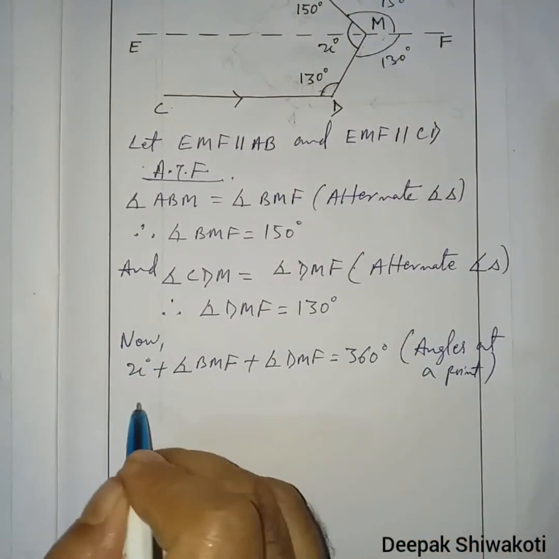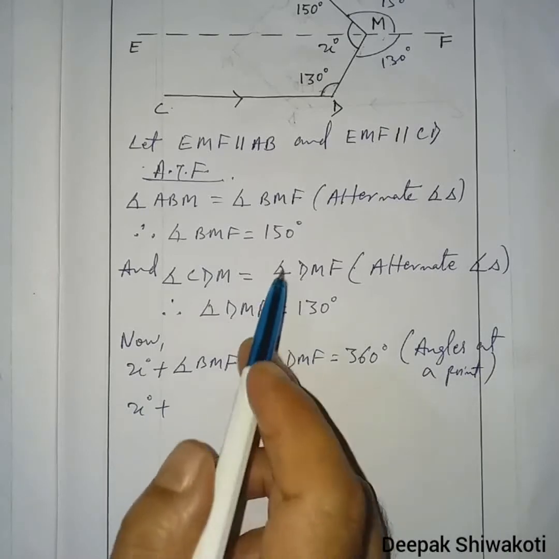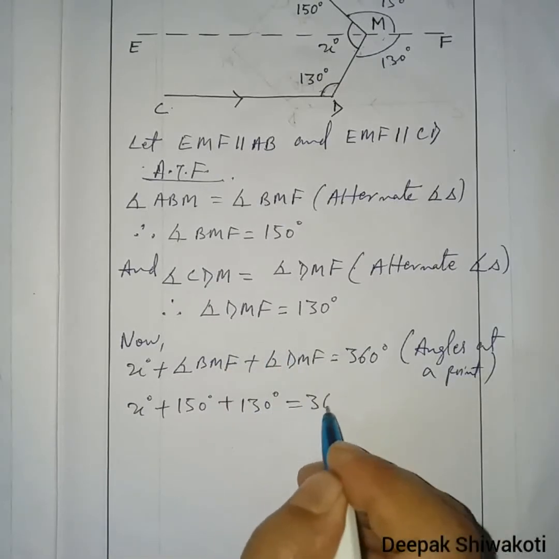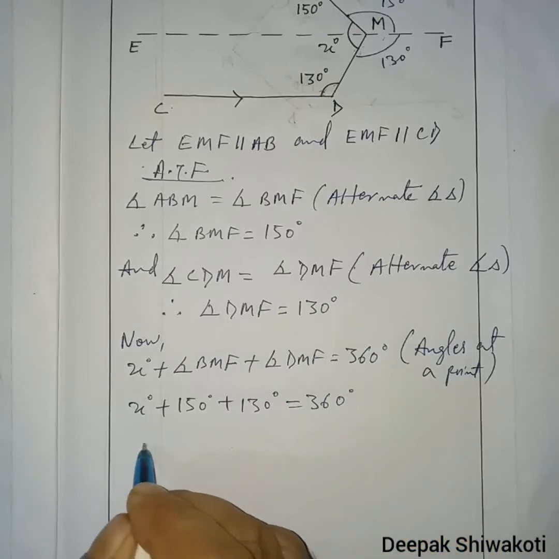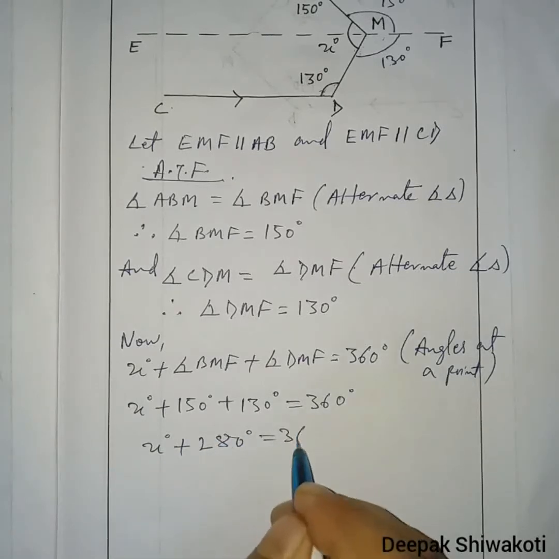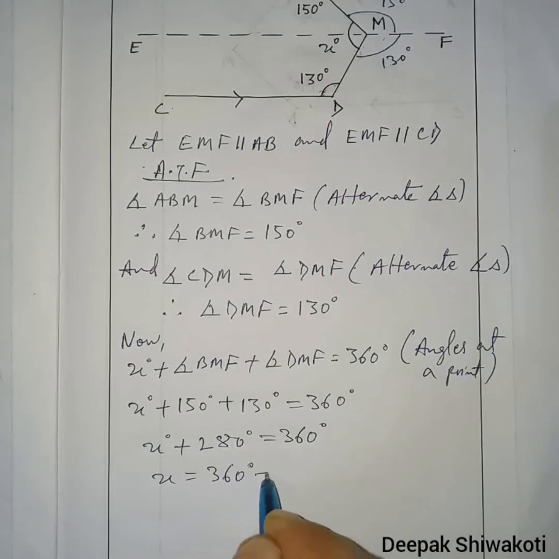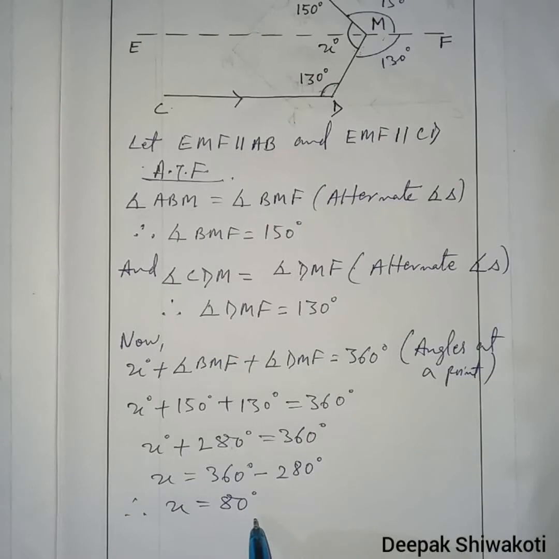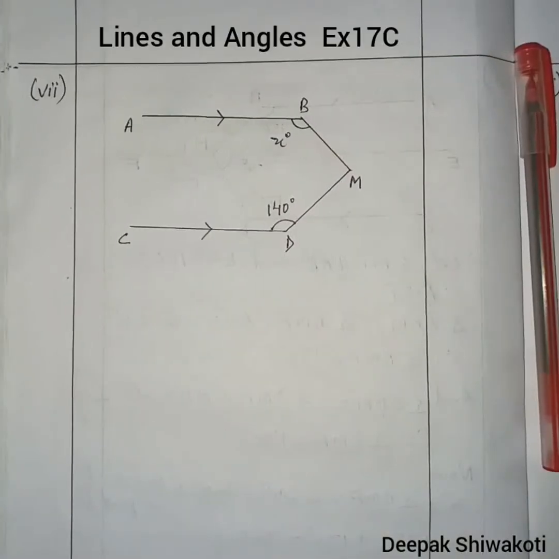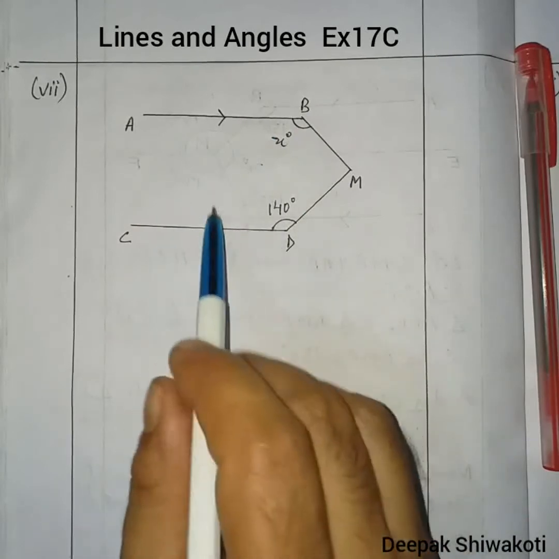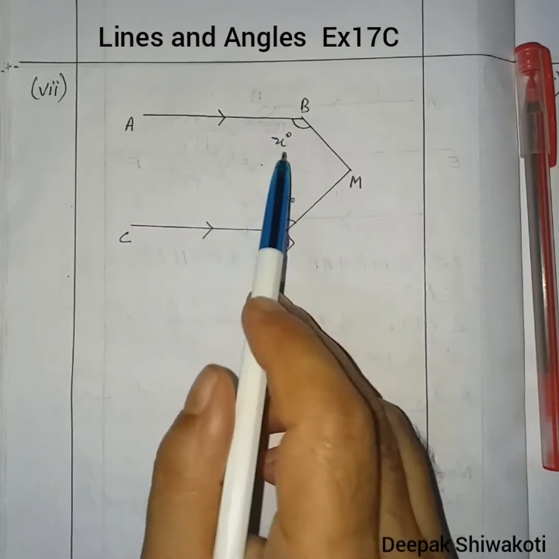Now we'll solve for x. Here x degree, the value of this one we have got as 150 degree and the value of this one as 130 degree is equal to 360 degree. So x degree will be equal to, first let us add this, it is 280 degree, and x will be 360 minus 280, which is equal to 80 degree. Therefore x is 80 degree. Okay, now this figure is 8-7 number, where AB and CD, these two lines are parallel to each other. Okay, and we have to find the value of this x.